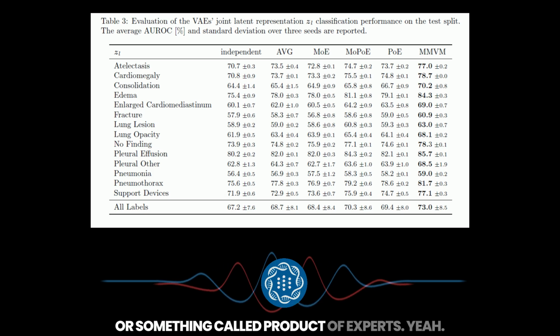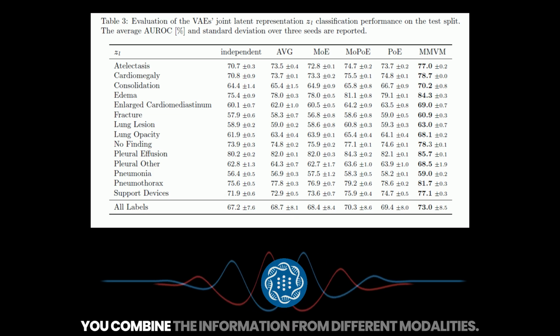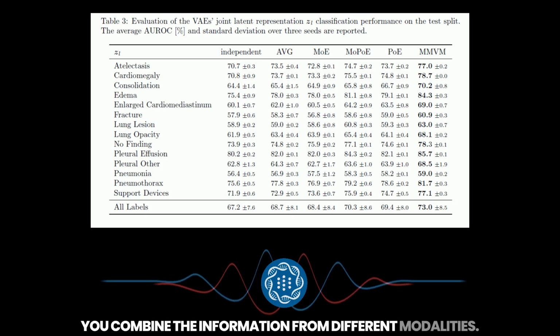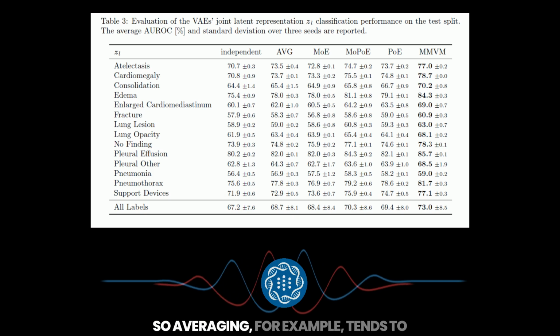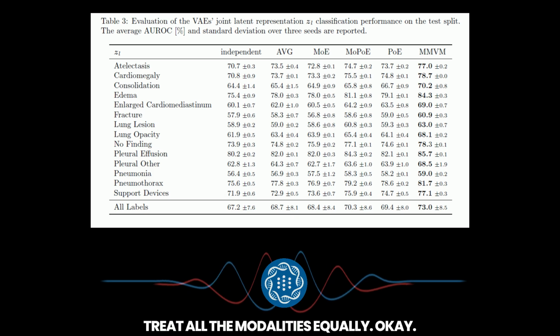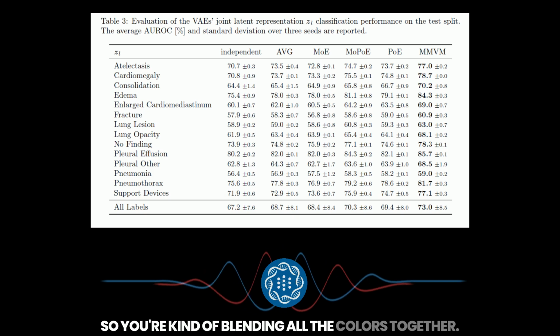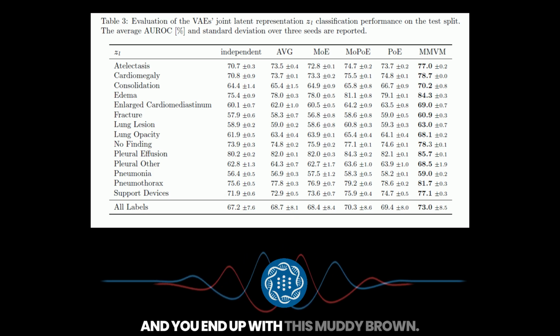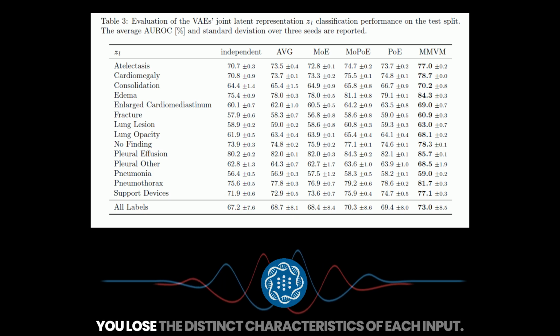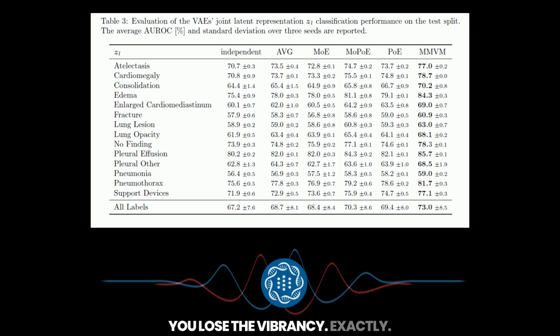Or something called product of experts. Why is soft sharing so superior? So it all comes down to how you combine the information from different modalities. Averaging, for example, tends to treat all the modalities equally, which can lead to a loss of unique information. So you're kind of blending all the colors together. Exactly. And you end up with this muddy brown. You lose the distinct characteristics of each input. You lose the vibrancy. Exactly.